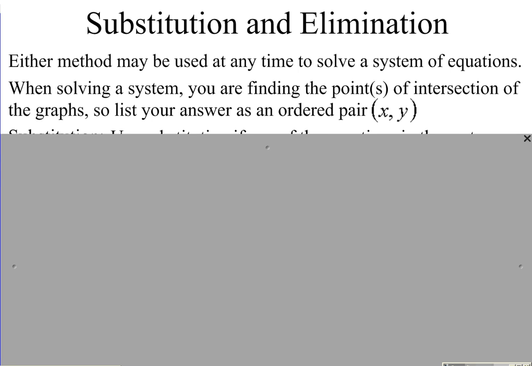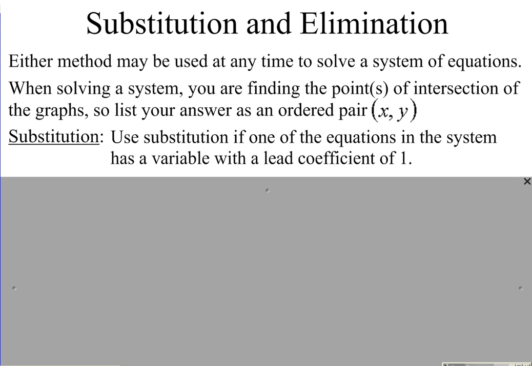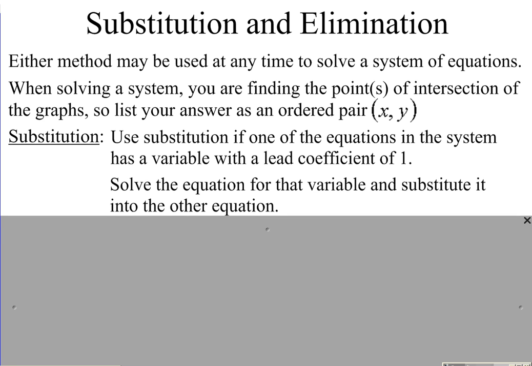When you want to use substitution is if one of the equations in the system has a variable with a lead coefficient of 1. If you do not have that situation, it is almost always going to be better to use elimination. If you do have one of the variables with a lead coefficient of 1, you want to solve that equation for that variable and then substitute it into the other equation, which is why it's called substitution.